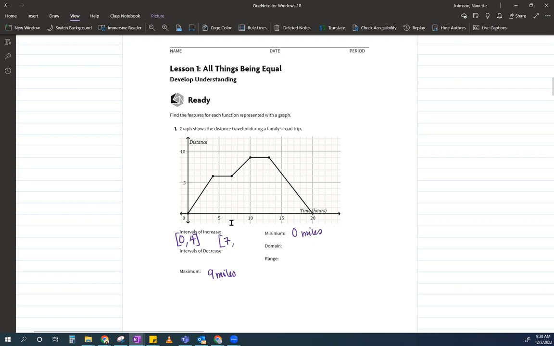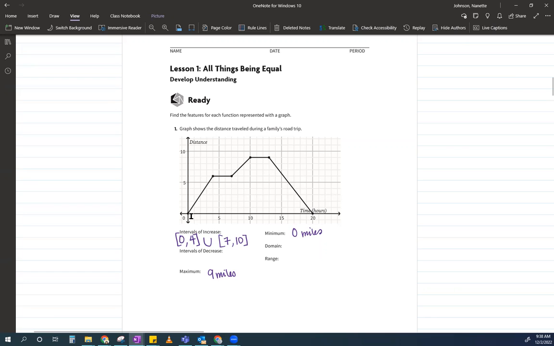Okay. And because I want you to talk about both of them, I'm going to put a U in between, which means both of these. Include both of these. We were increasing from 0 to 4 and from 7 to 10.